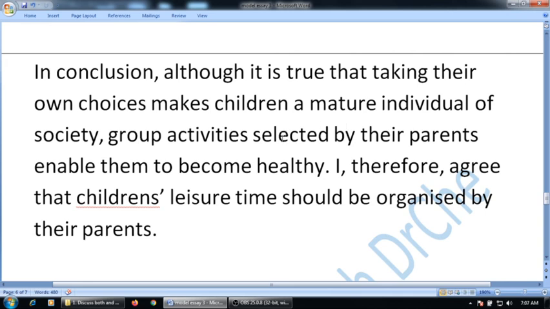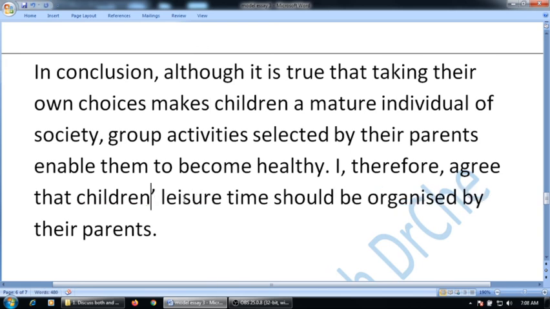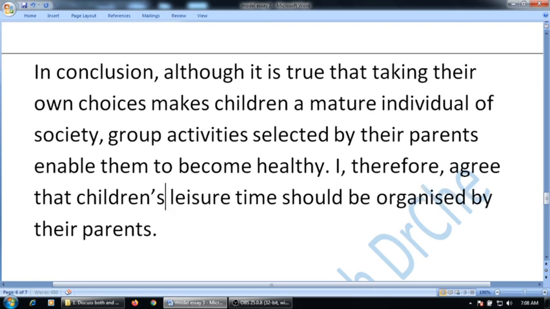Group activities selected by their parents enable them to become healthy. I therefore agree that children's leisure time. No, children is already plural. We will use children, apostrophe and then s. Children's leisure time should be organized by their parents. No, it is fine. It is okay.